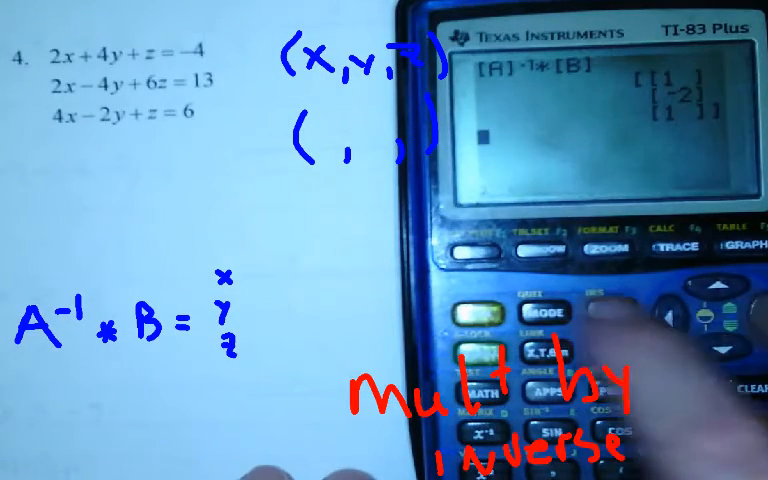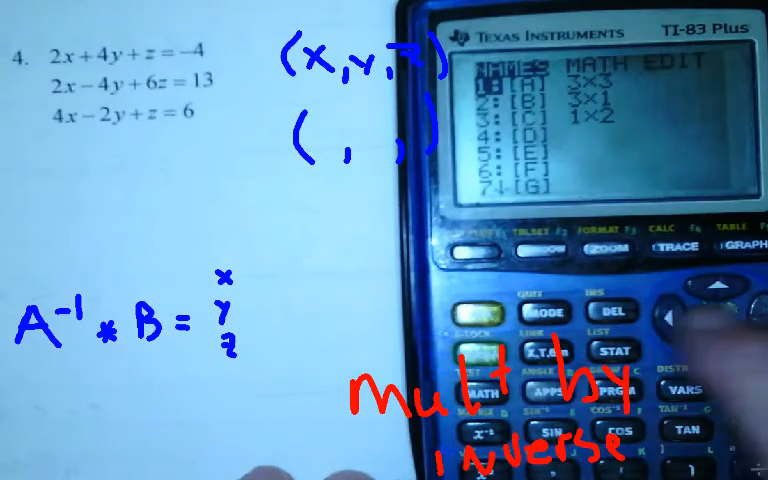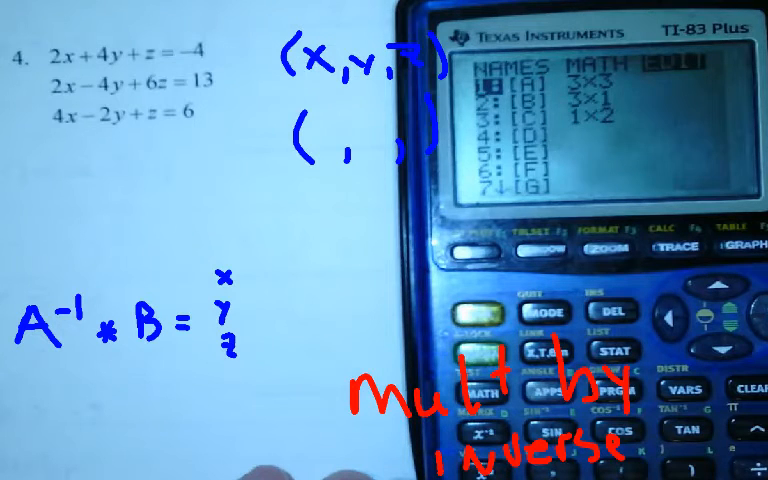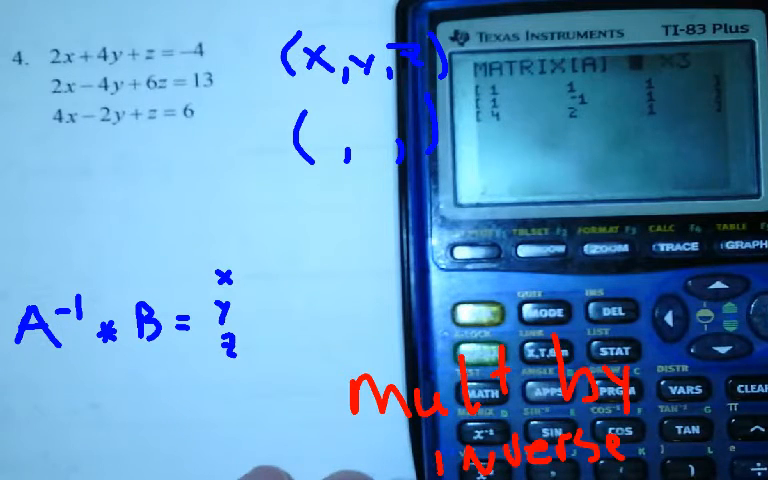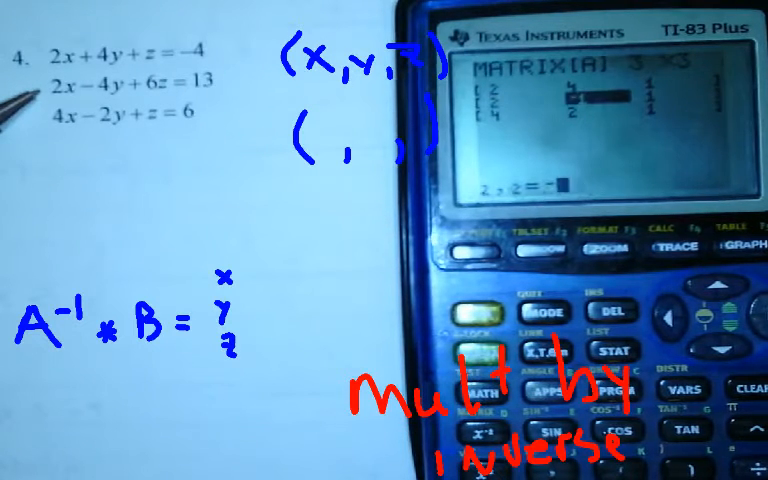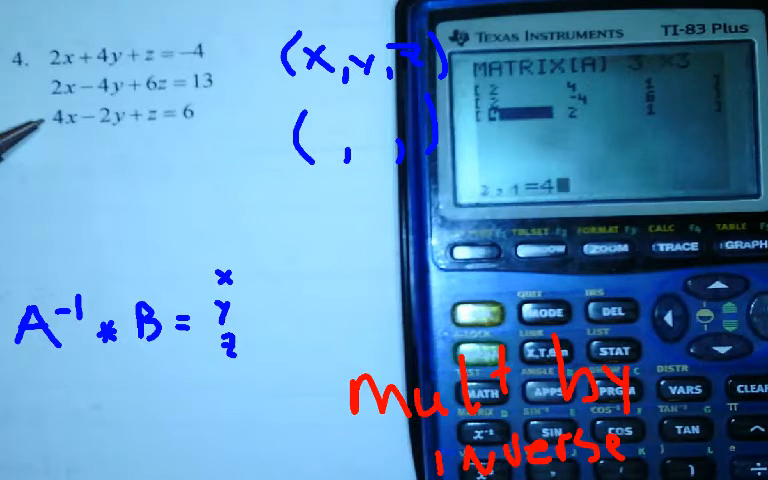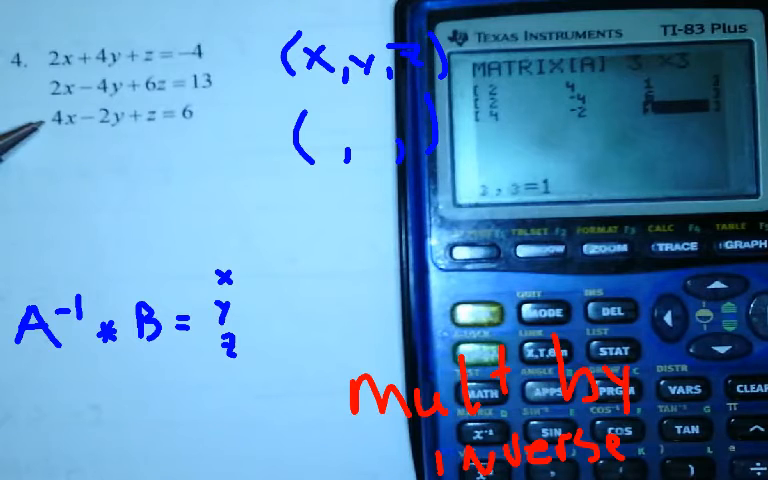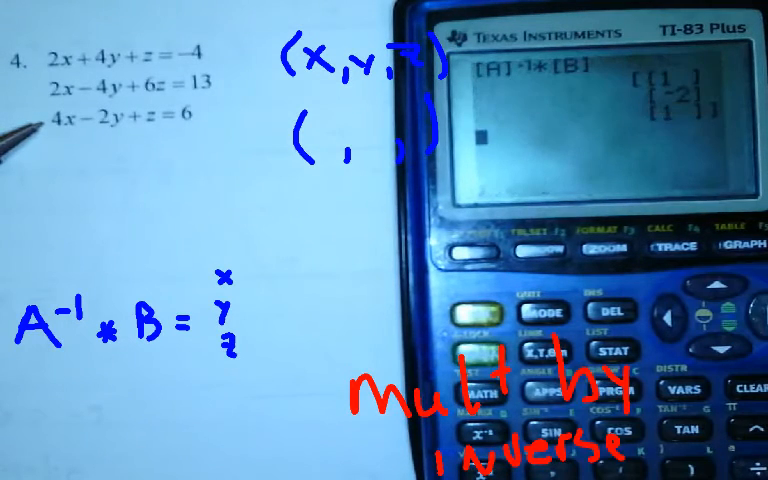Alright, so we go to the matrix button. We go over to edit, and then we put in a 3 by 3 matrix. What are the numbers? I've got 2, 4, 1. And then I have 2, -4, 6. And then I have 4, -2, 1. Hey, we did it. That's matrix A. So we do second quit.